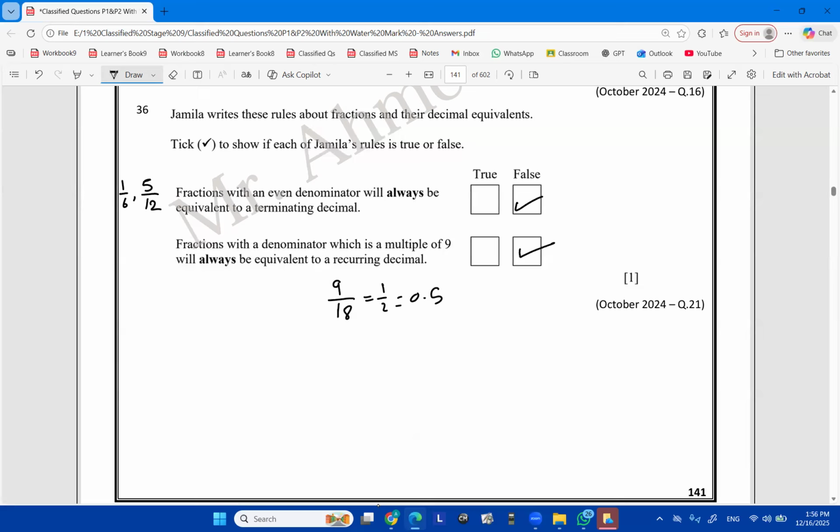Not always. In most cases, yes. Like if I say to you 7 over 18, or even many other numbers over 18, it will be recurring in most cases, but not always, because I can simply say 9 over 18. All right.